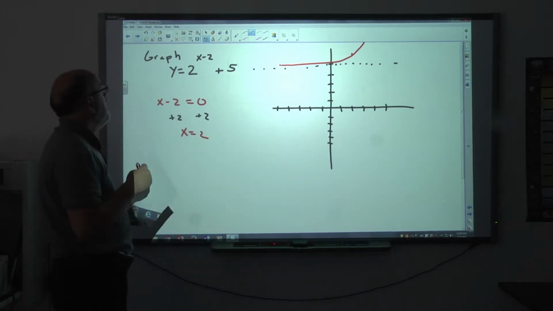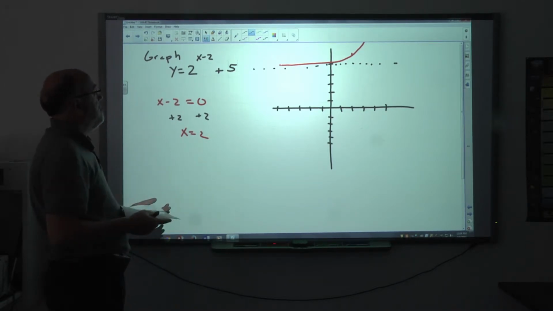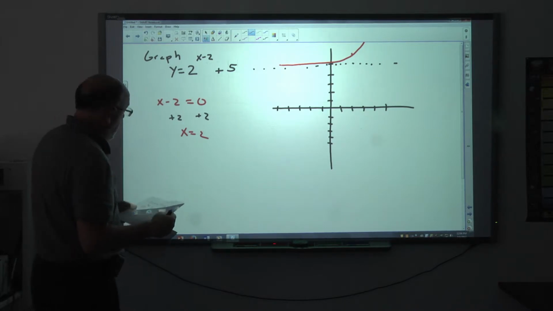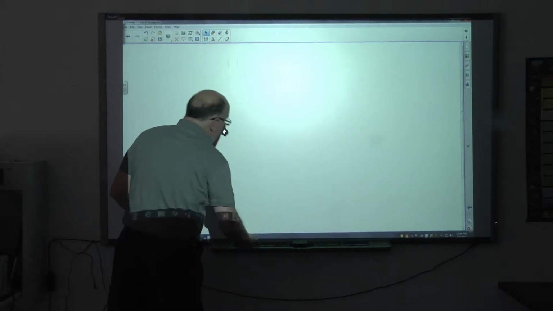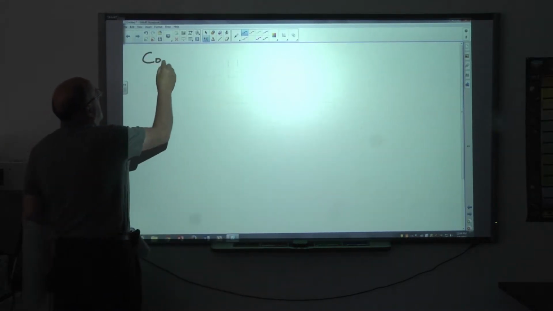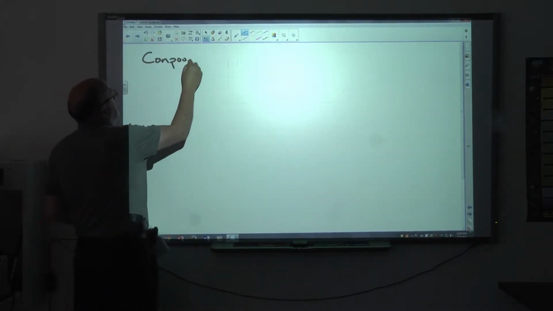All right. So that's in terms of our basic exponential graph. Right? Well, in terms of exponential equations, you can get the equation for compound interest.